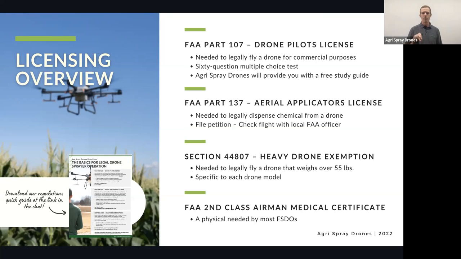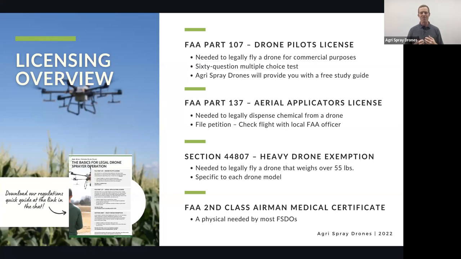So the 137 and the 44807 are entity level exemptions, meaning that whenever you apply for yours, our recommendation is that you start an LLC, incorporate a company. So instead of applying for these exemptions under, you know, Joe Smith, apply for them under Joe's Custom Application Services LLC. That way, anybody that works for your business as an applicator or a pilot or employee can utilize these exemptions. And you might be thinking, if these are entity level exemptions, then I can probably just operate under somebody else's exemption as an employee or an operator for them. And the answer is yes, you can. As long as you are operating for an entity who has these exemptions and they're doing the billing, then yes, you can operate under their exemptions.